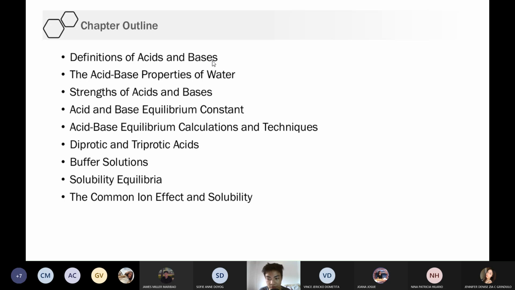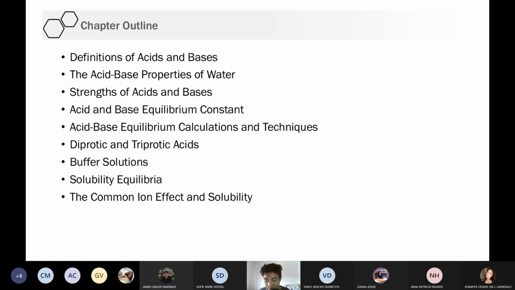There are lots of definitions whether a compound is an acid or a base. So titignan natin sila isa-isa later. Then we will discuss the acid-base property of water, its auto-ionization into hydronium ions and hydroxide ions. And then we will discuss the strengths of acids and bases. Some acids are strong, some acids are weak. The reason why they are strong and weak will be discussed in this chapter.